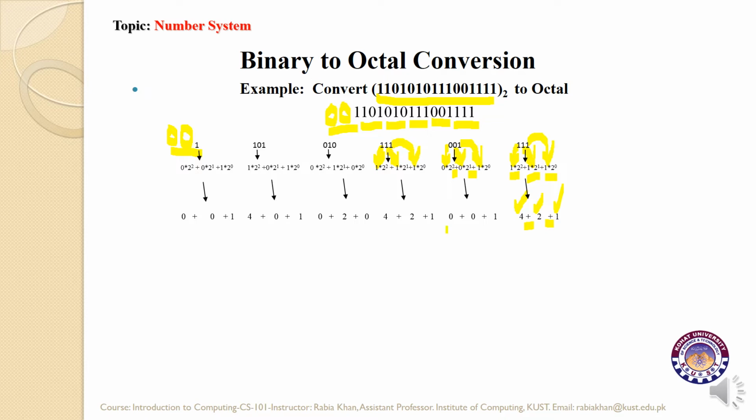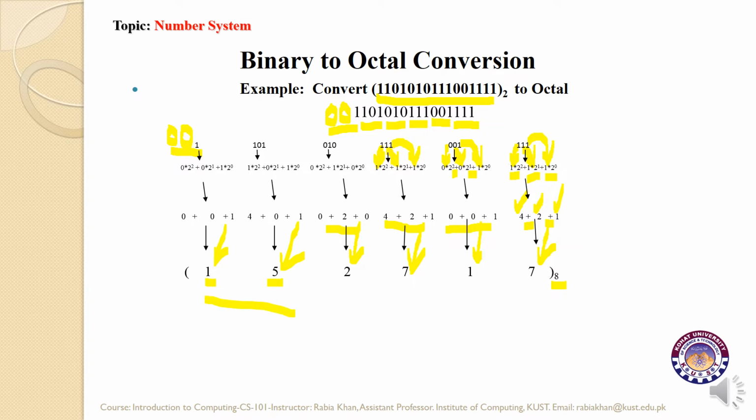So similarly, we performed calculations for all the groups and the results are as under for their addition. Every group answer is written separately. You can see here, 1 is the answer for the last group, 5 is the answer for this group, 2 is the answer for this group, 7 is the answer for this one, 1 is the answer for this one and 7 is the answer for this one. And we collectively write the answer in base 8.